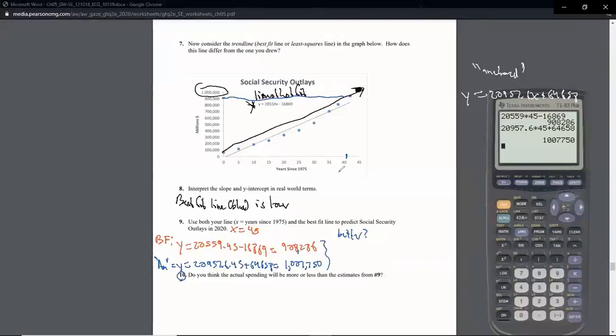And in fact, if you look at the table, this point right here was 944,878. This number is lower than that. And Social Security expenses have never gone down, so why would you think all of a sudden they're going to start going down? So I would say that this is the weaker answer, and that the other one, the million, billion, trillion, would be the better answer. So do you think the actual spending will be more or less than the estimates than 9? I would say more.